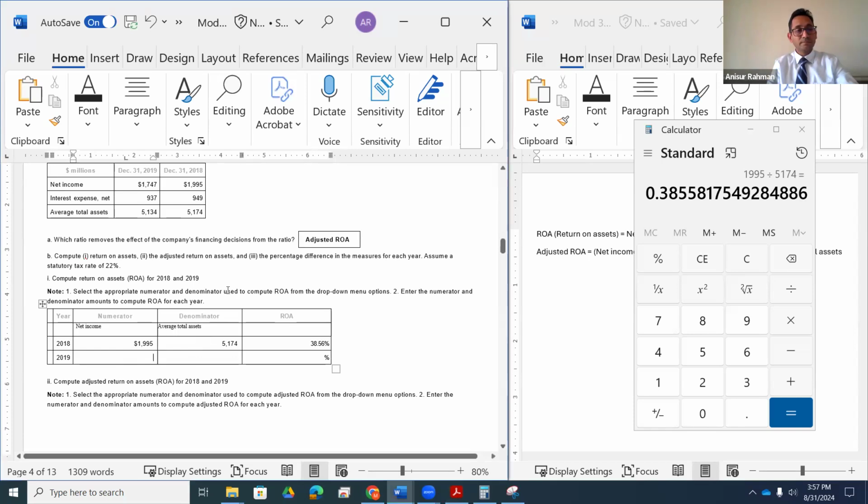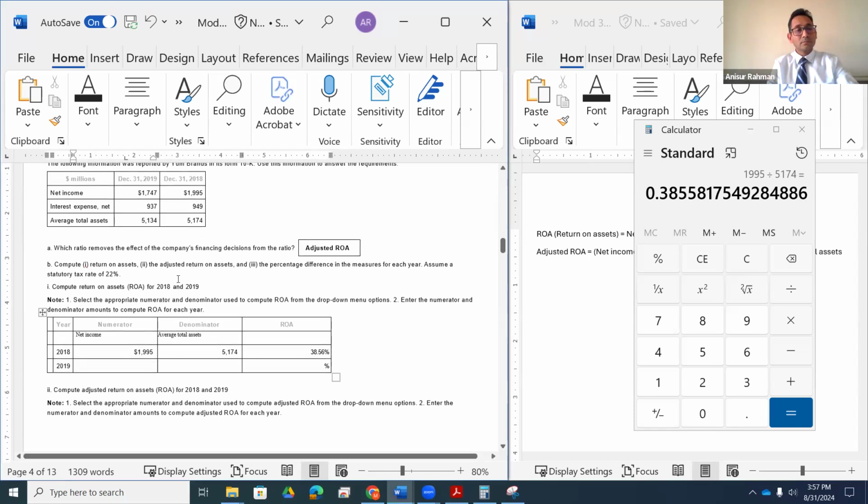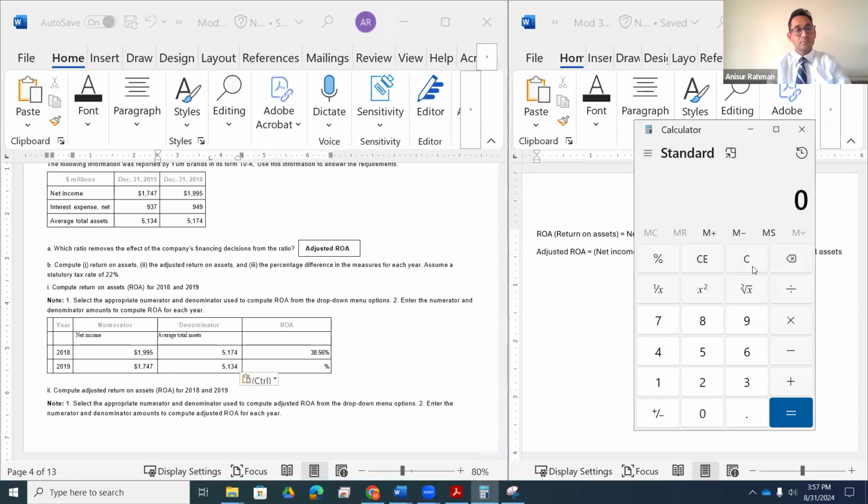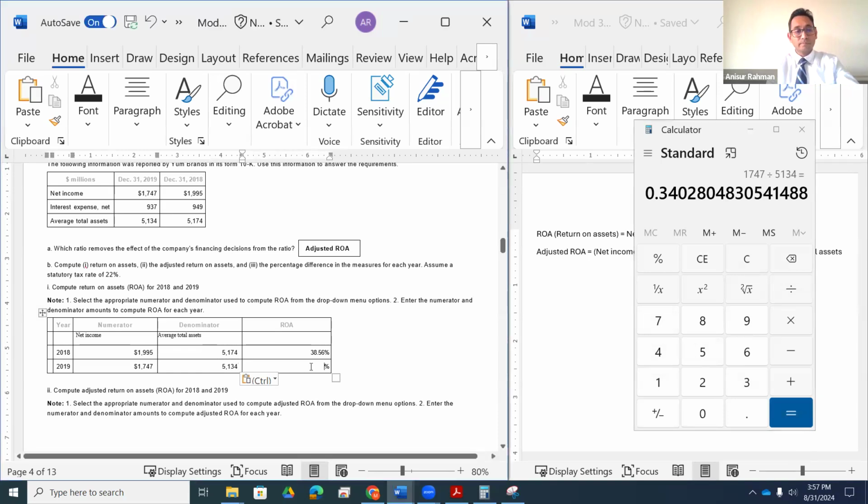Similarly, in 2019, our net income is 1,747. And our average total assets are 5,134. So the ROA is 34.03%.